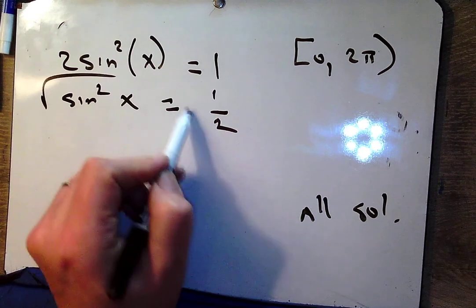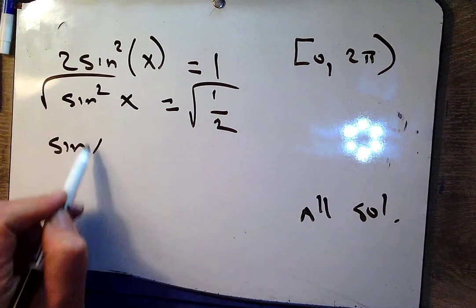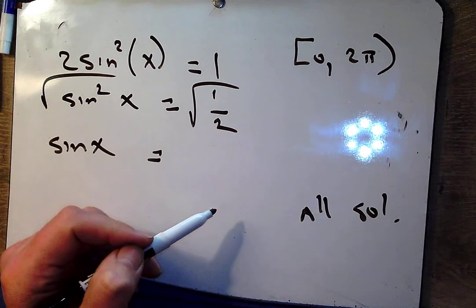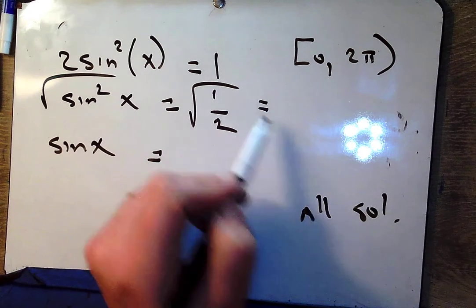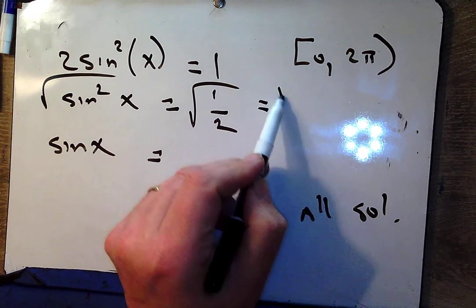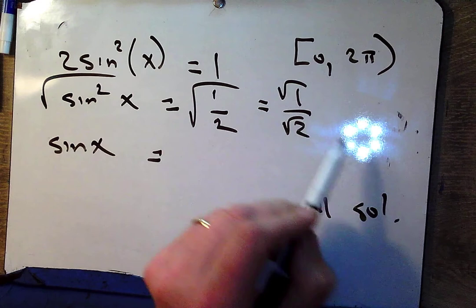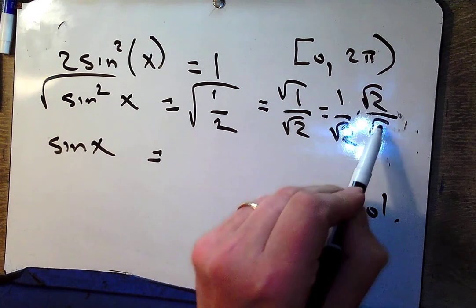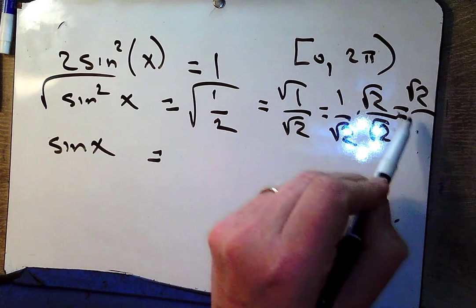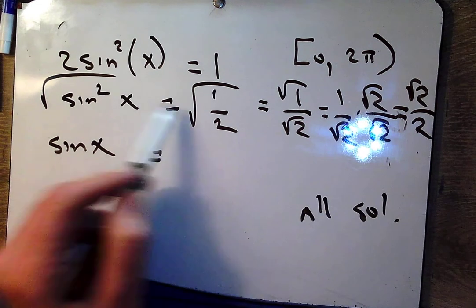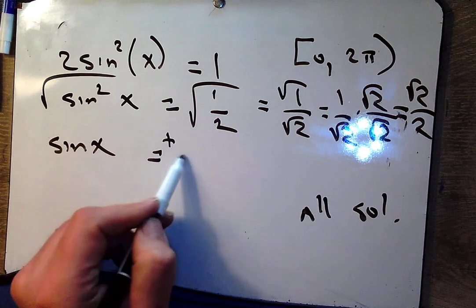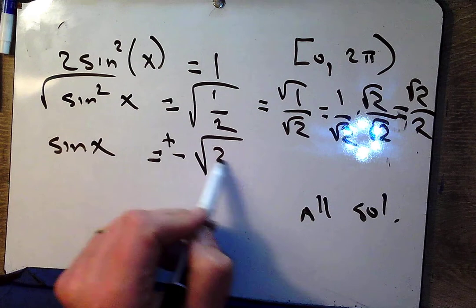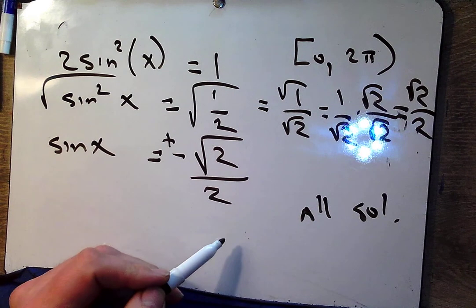And then people take the square root. And they don't know what that is. But here's the thing. You do know what that is. It's the square root of 1 over the square root of 2. And if you rationalize, you get root 2 over 2. And don't forget, because you took the square root of both sides, you need that plus and minus. Plus and minus root 2 over 2.